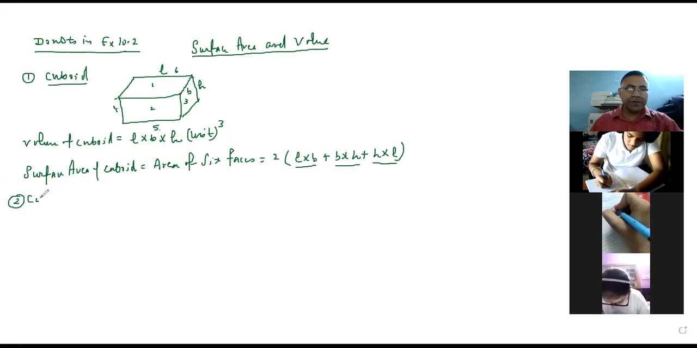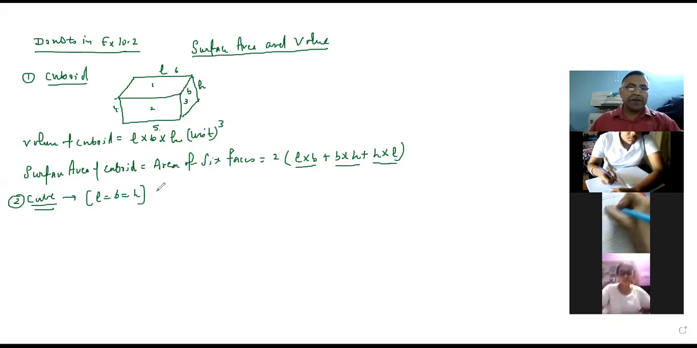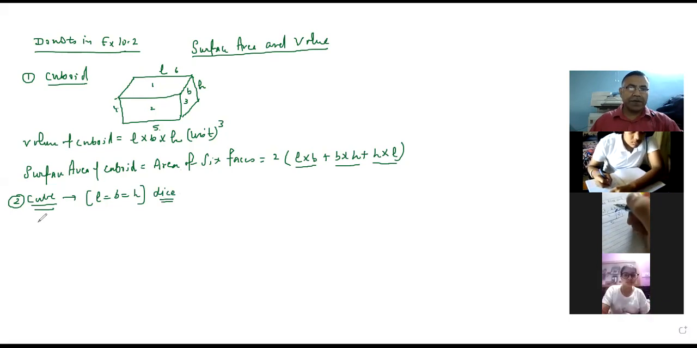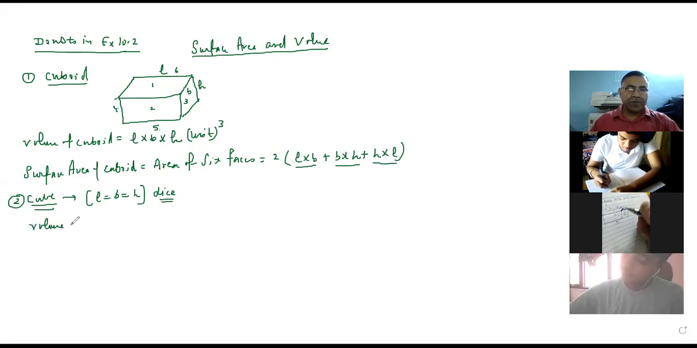Second, cube. A cube is that figure where length, breadth, and height are equal. Length is equal to breadth is equal to height. This is a cube. The best example of a cube is a Ludo dice. क्लियर? जिस डाइस पे 1 से लेके 6 तक नंबर लिखे रहते हैं, दैट डाइस इज द बेस्ट एग्जांपल ऑफ क्यूब. So volume of cube is length times breadth times height, because in the case of cube length, breadth and height are equal, so this is L cube.